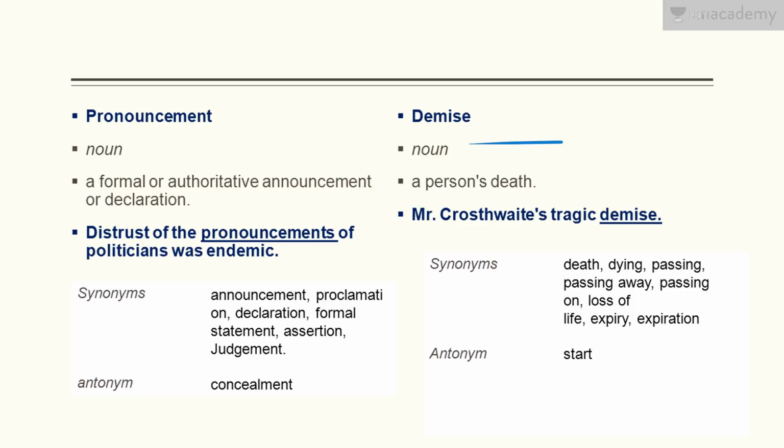Next word is demise. It's a noun which means a person's death. A sentence would be Mr. Crosthwaite's tragic demise. Synonym would be death, dying, passing, passing away, passing on, loss of life, expiry, expiration. Antonym would be start.